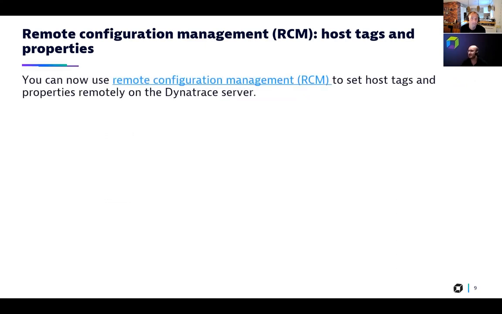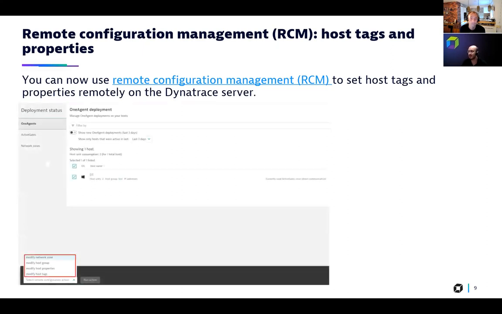So what else do we have on the settings side? We introduce remote configuration management. Basically, you can now use this configuration to modify your host tags and properties remotely on the Dynatrace server. I think it's pretty useful for several cases where you don't have access to the machines that easily, or where you don't have enough time, or you don't want to spend too much time using CTL or working on the machine itself. It will be pretty useful for you to trigger these steps directly from your environment. Once you modify this configuration, you will be able to restart your OneAgents automatically after that step. That's cool.